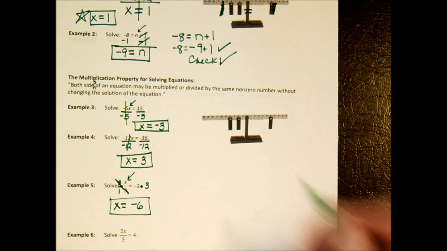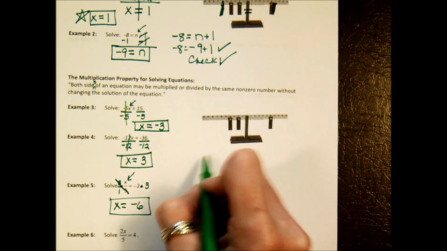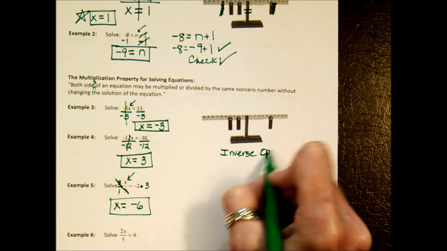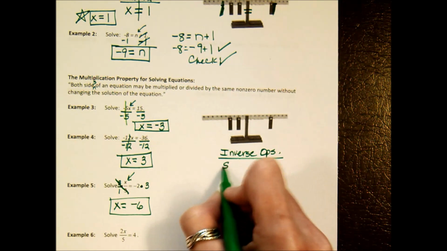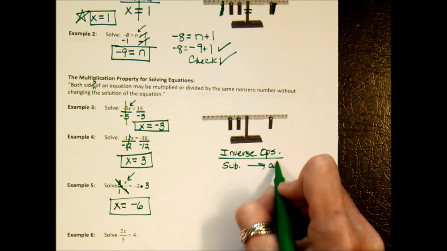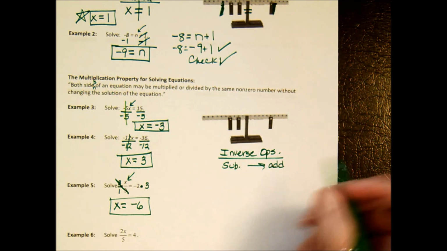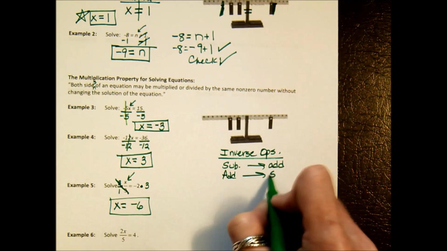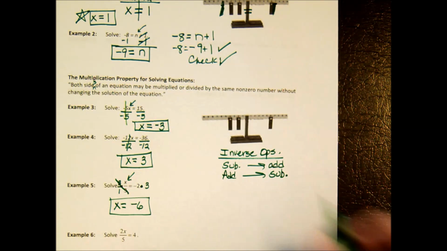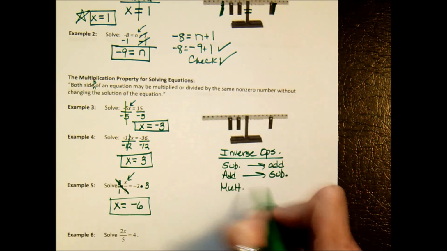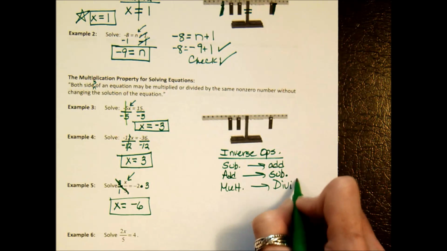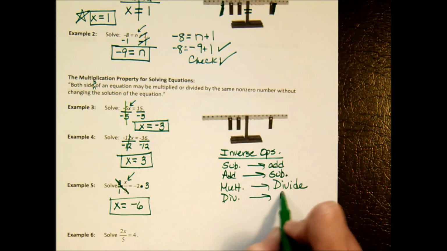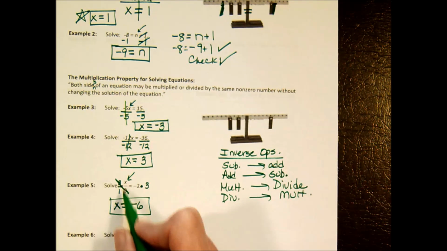So let's take a second. Let's talk about inverse operations, or what undoes. So the inverse of subtraction, how do you undo it? You add the same number. How do you undo addition? You subtract the same number. How do you undo multiplication? You divide by the same number. And how do you undo division? You multiply by the same number. And that's what we did on this one.